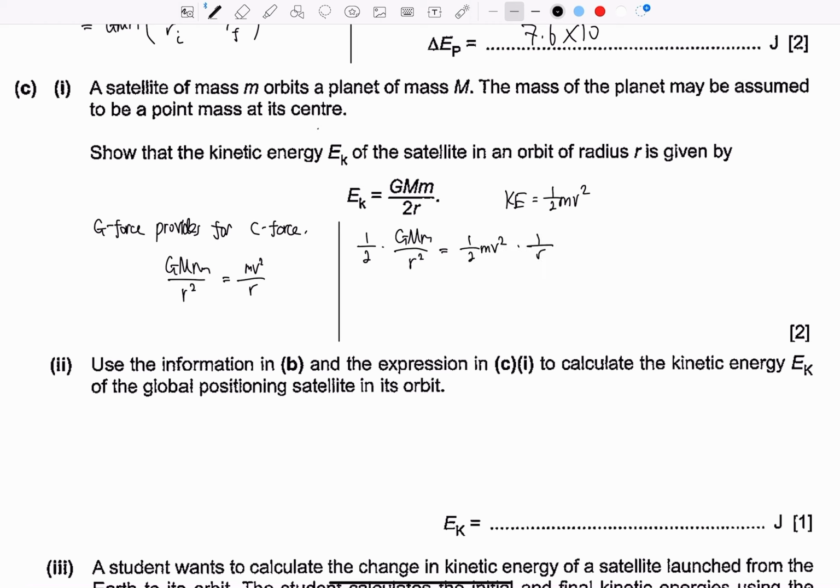Oops, small error. Alright, I moved the r out of the equations so that it's easier to see. So the next step that we need to do is to just move this r over to the other side. Then we'll simply get half mv squared equals GMm over 2r. Yep, that's it. Shown.